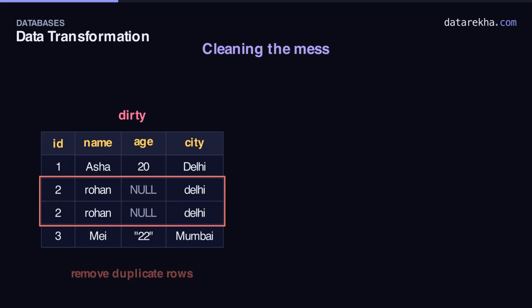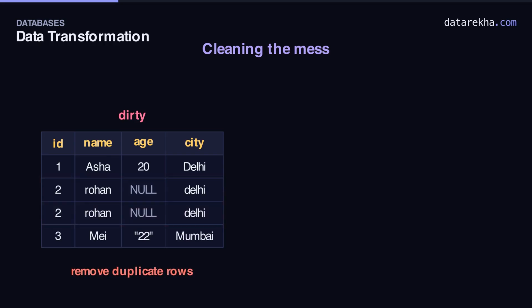Problem 1. Duplicates. Rows 2 and 3 are identical. The very same record entered twice. A clean table keeps just one copy. 1. Rohan, not 2.